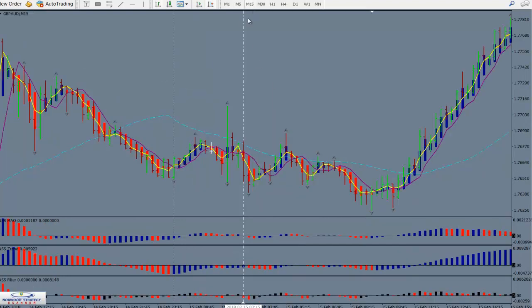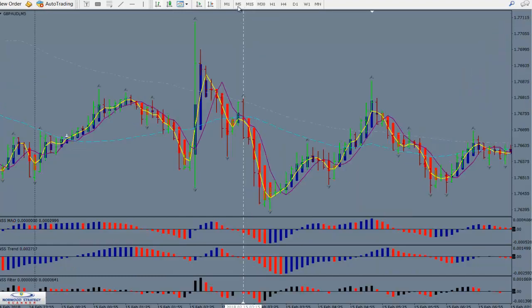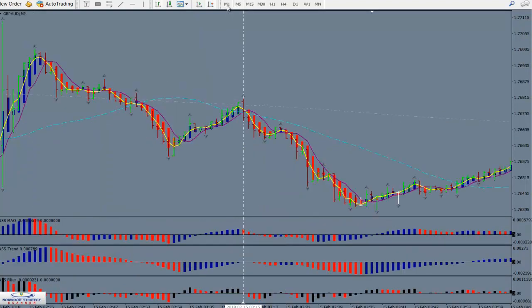Let's go back to that 15-minute. Okay, would you have taken a trade short here? Possibly. Would that 5-minute confirm that? Definitely. Let's see what the 1 minute does. Would that 1 minute have confirmed that as well?